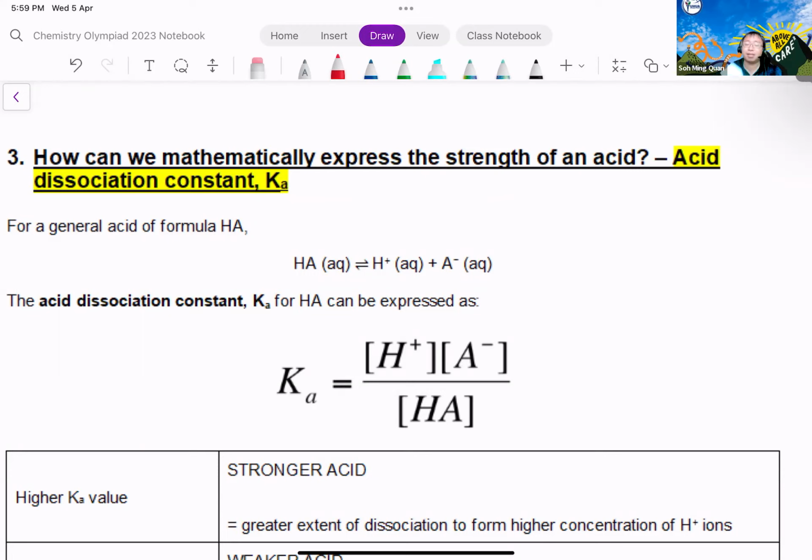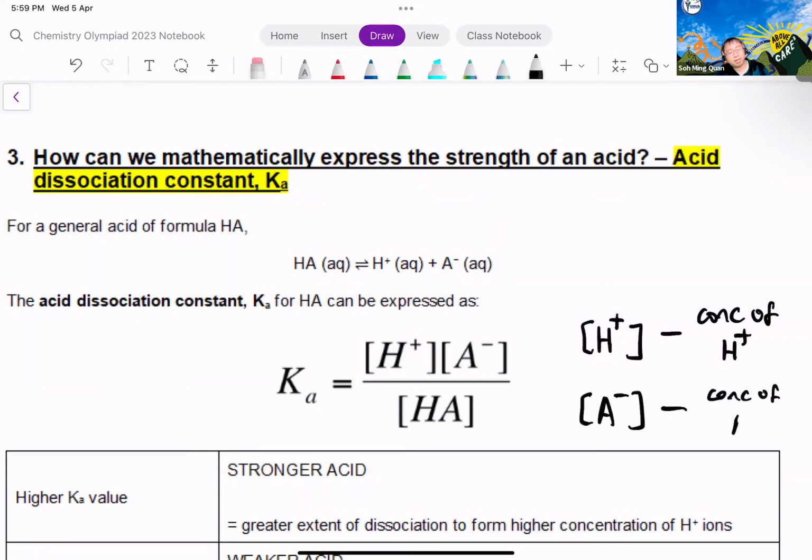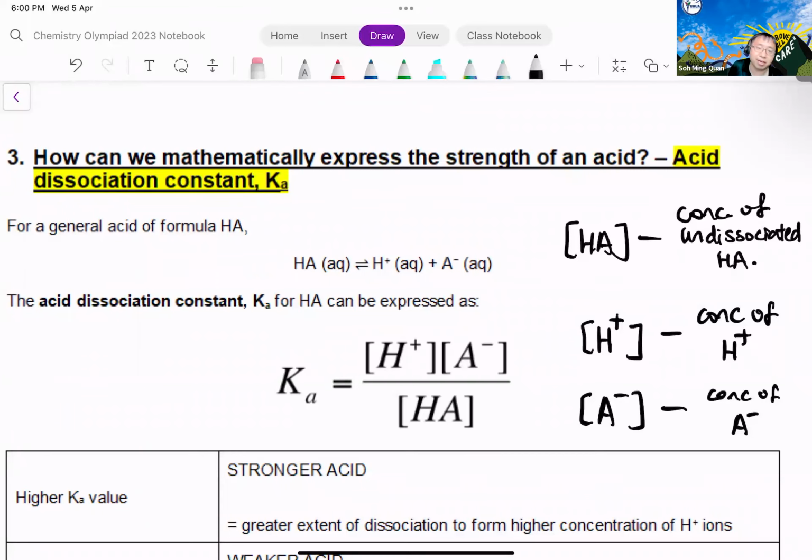So the Ka, the acid dissociation constant, can be expressed as the concentration of H plus. In chemistry, when we write square brackets, it means concentration. So bracket H plus means concentration of H plus. Bracket A minus means concentration of A minus. Finally, bracket HA is the concentration of undissociated HA. All right, so you can see that the Ka is defined as the concentration of H plus times concentration of A minus over concentration of undissociated HA.